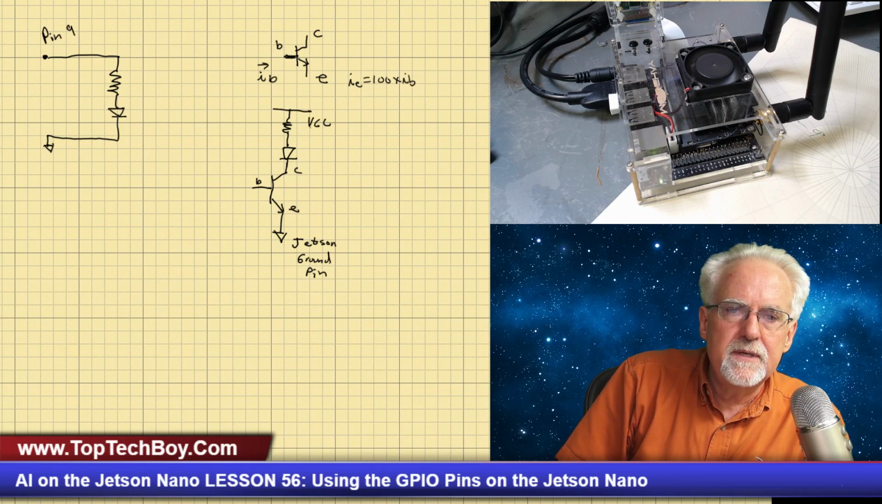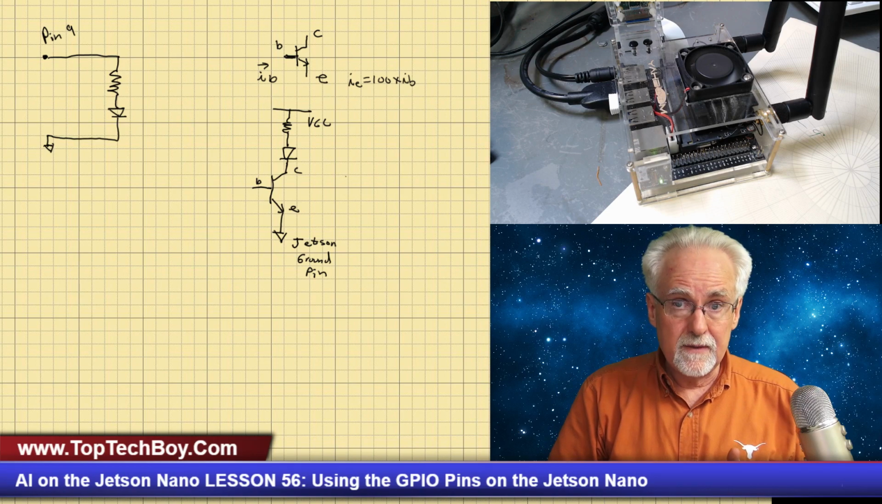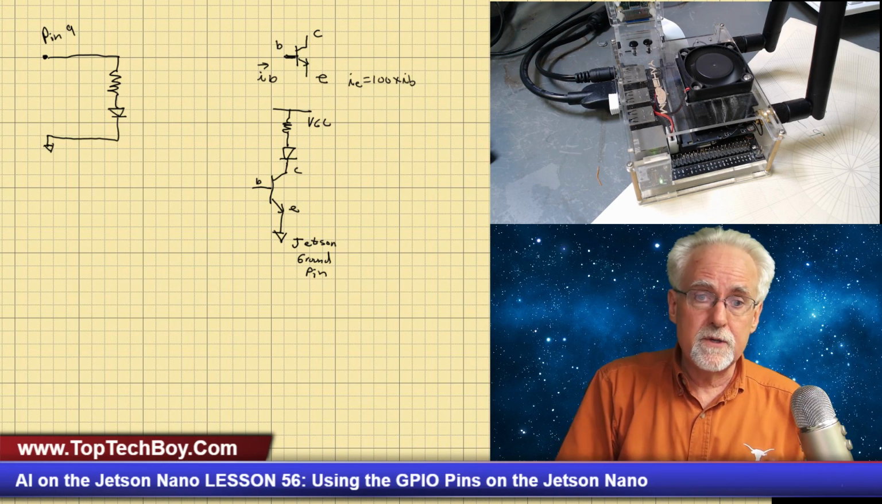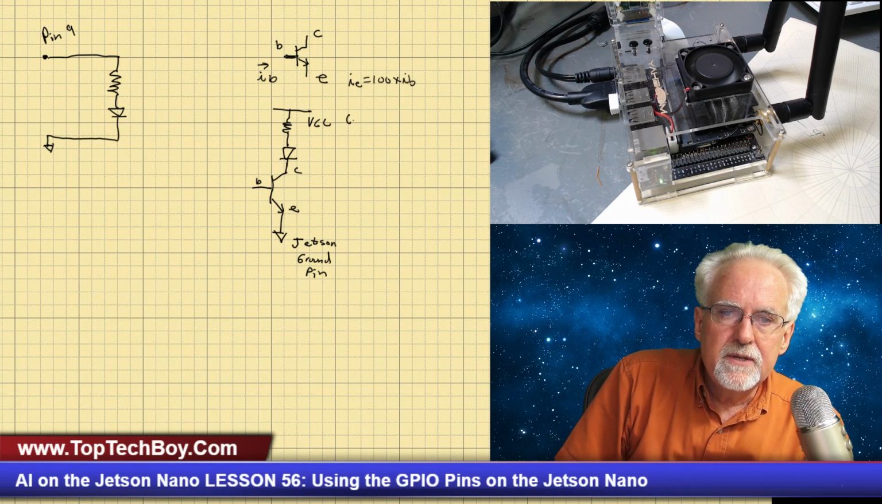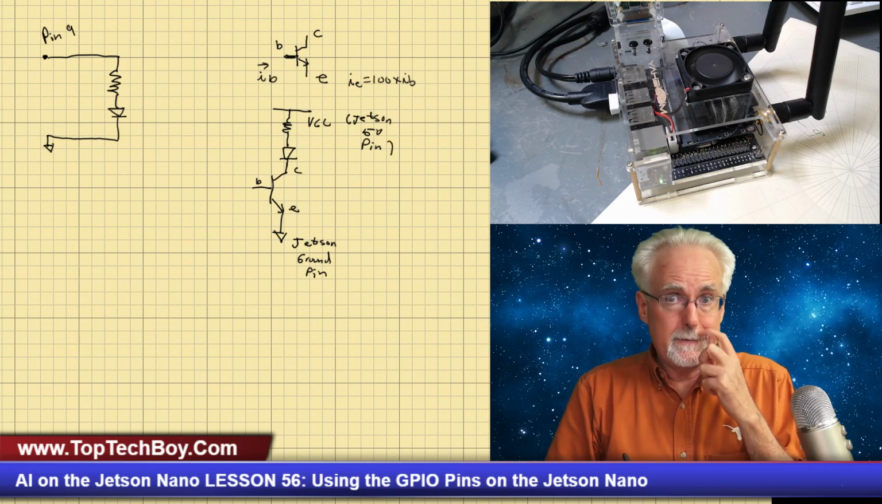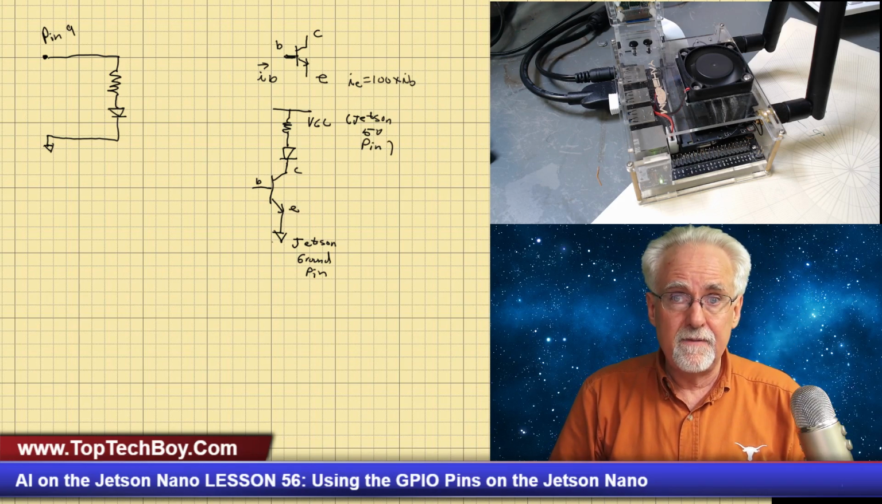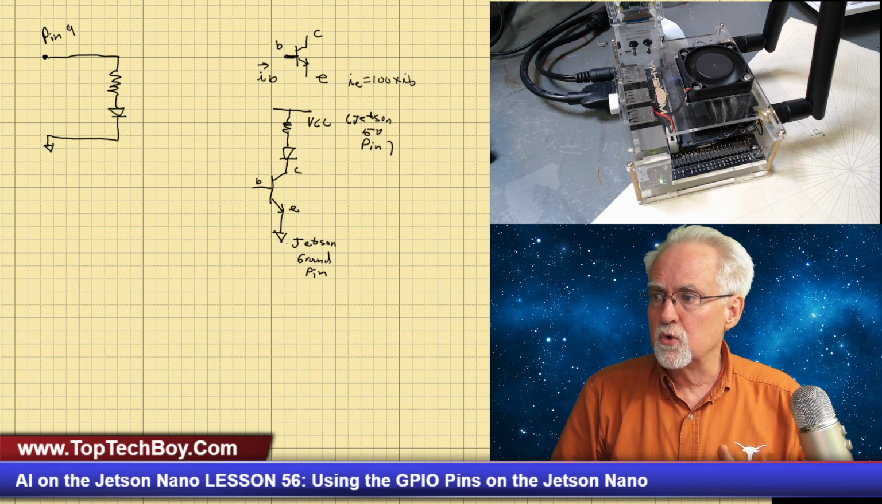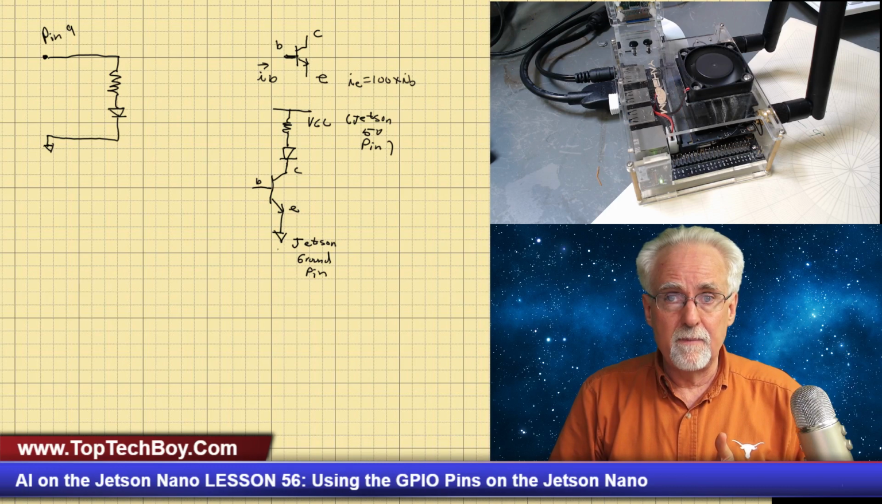And then this is going to be my VCC. In this case, I'm going to get the 5 volts from the Jetson Nano, so this would be the Jetson 5-volt pin, because that 5-volt pin can provide a fairly reasonable amount of current, so you can drive your LED from that 5-volt pin.